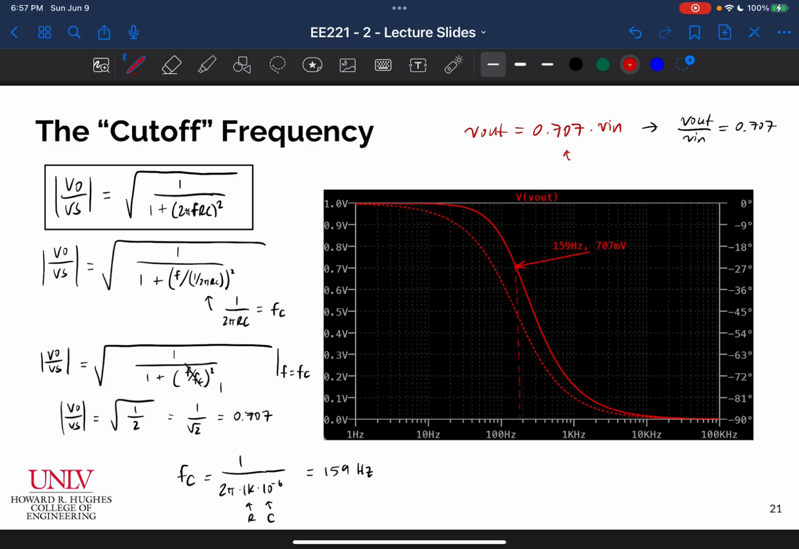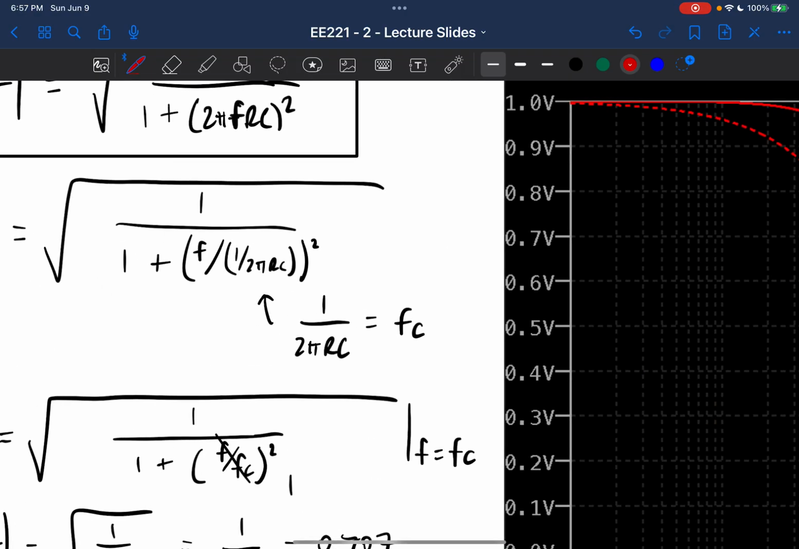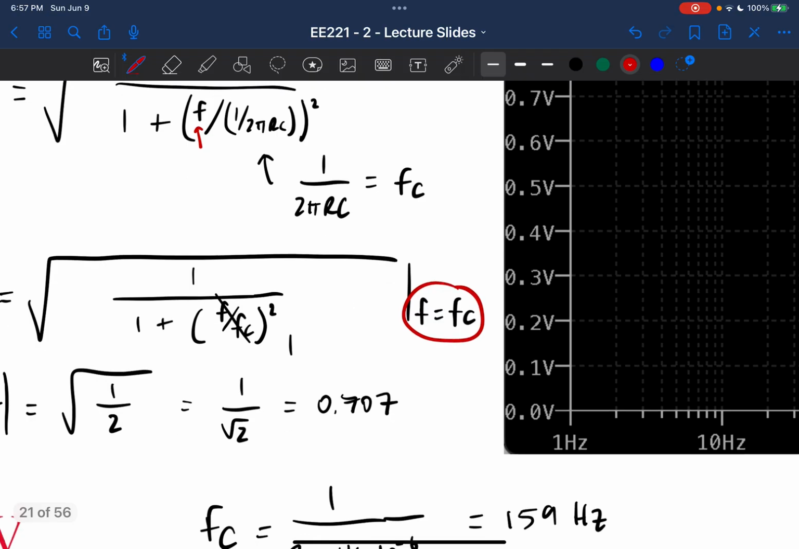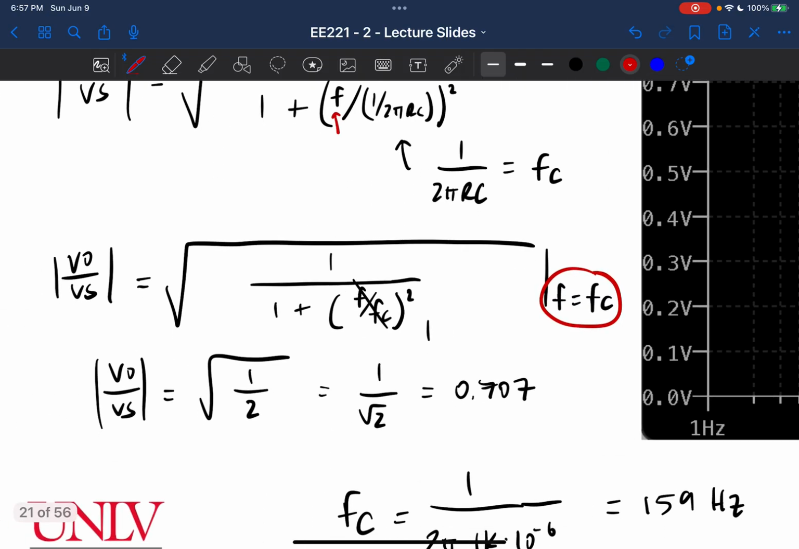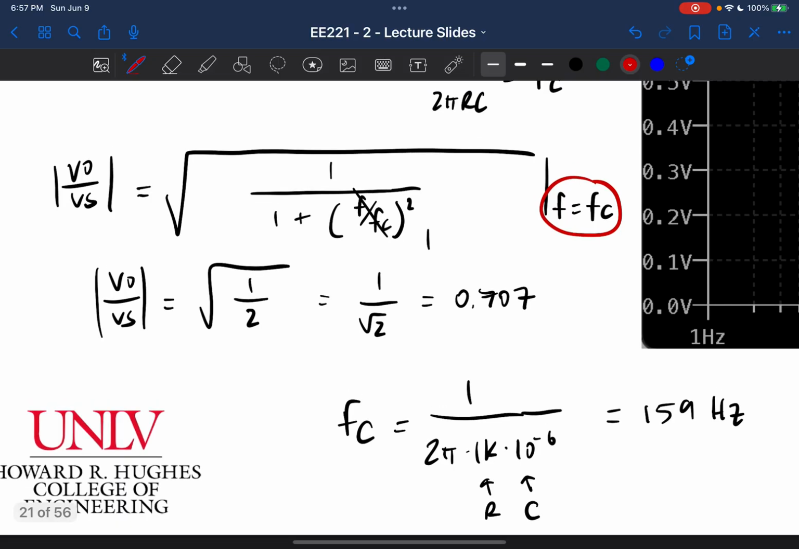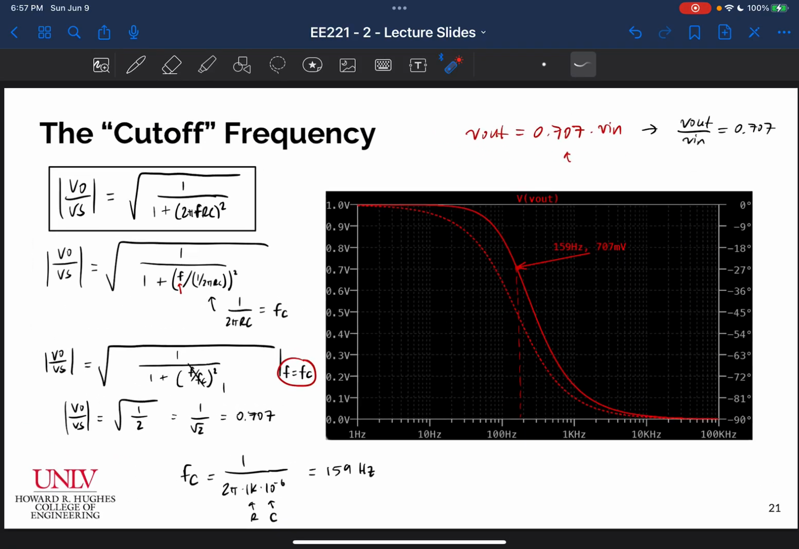And where does that come from? It comes from the fact that the frequency I'm looking at is my cutoff frequency, right? I'm saying f is equal to fc. That results in this entire thing going to the square root of 1 over 2, or 1 over the square root of 2, which gives me 0.707. So that's an important thing to note.